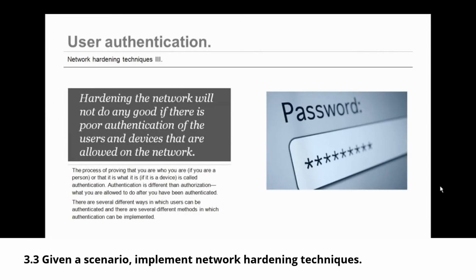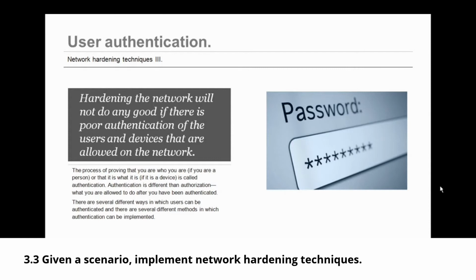Hardening the network will not do you any good if there is poor authentication of the users and devices that are allowed on the network. The process of proving that you are who you say you are, if you are a person, or that you are what you say you are, if it's a device, is called authentication. Authentication is different than authorization. Authorization is what you are allowed to do after you have been authenticated.